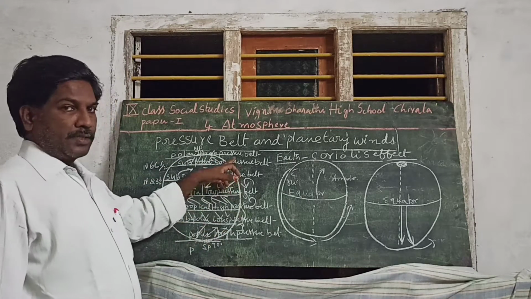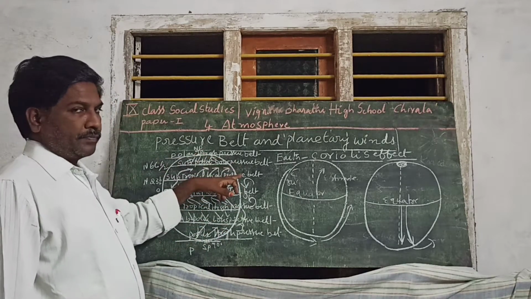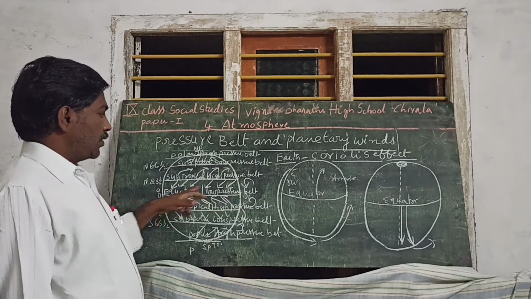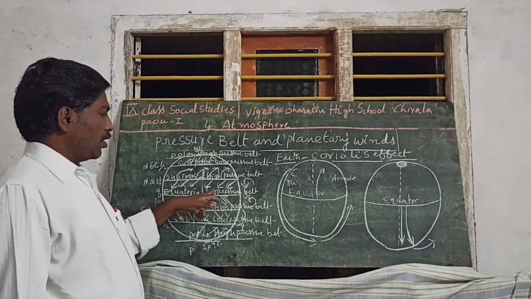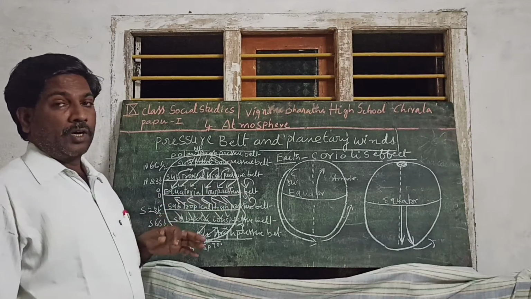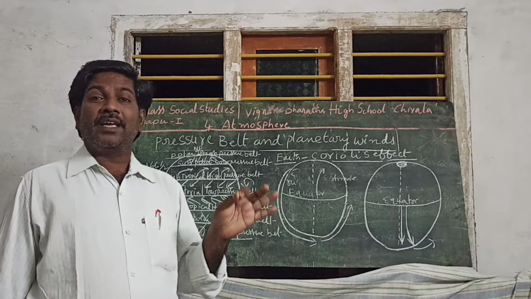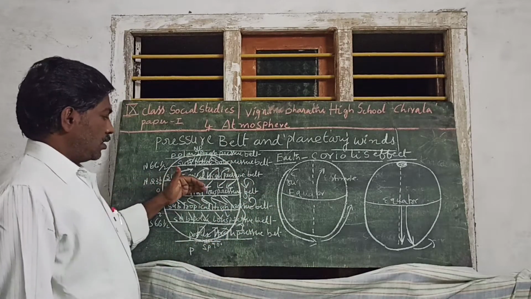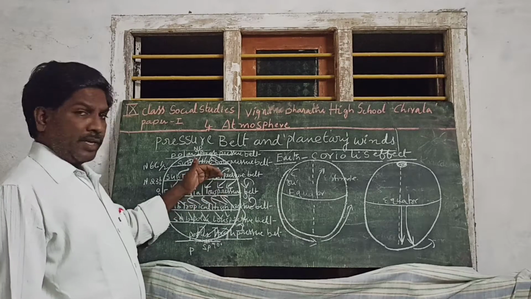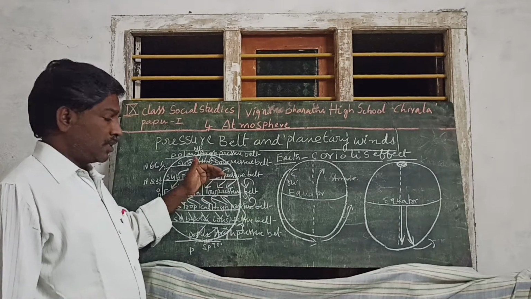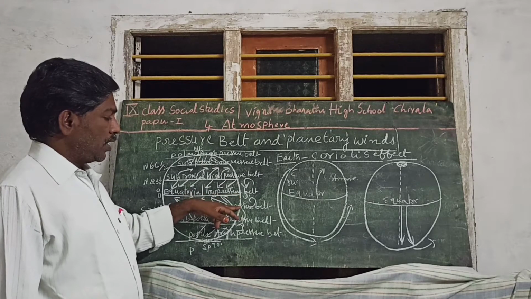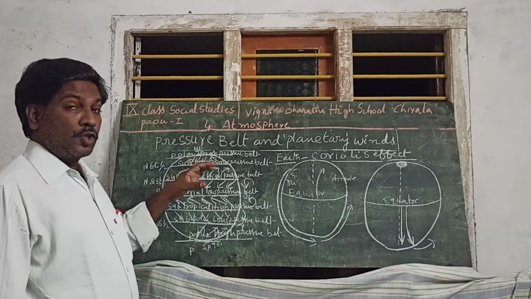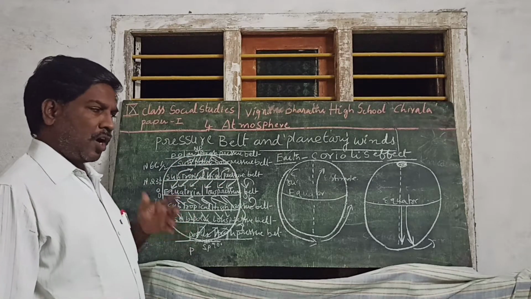Here is the earth, or globe, I think. At 0 degrees, this one is the equatorial low pressure area. Equatorial low pressure area. What is that? Equator. From the equator up to 10 degrees north side and 0 to 10 degrees south side is known as the hot zone. What is that? Hot zone.